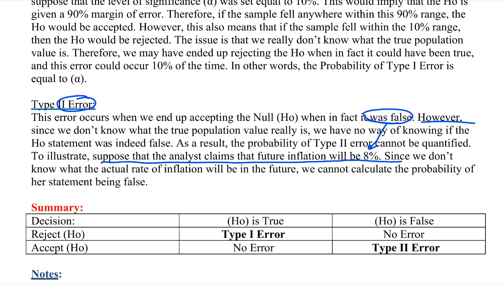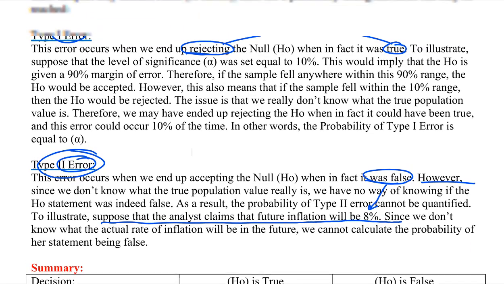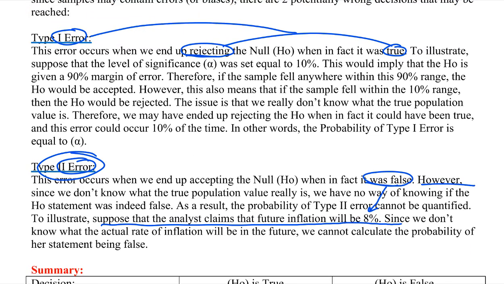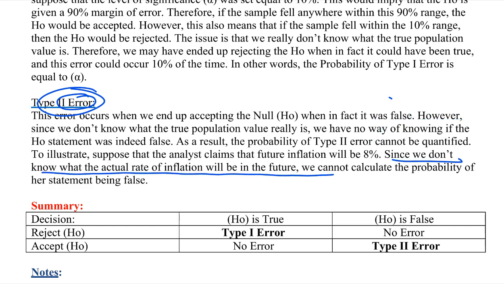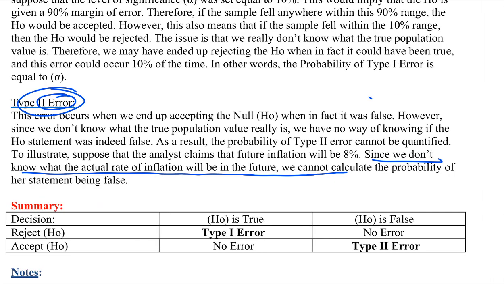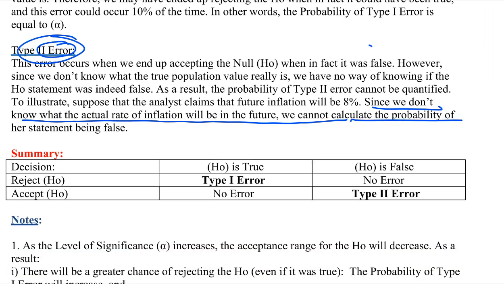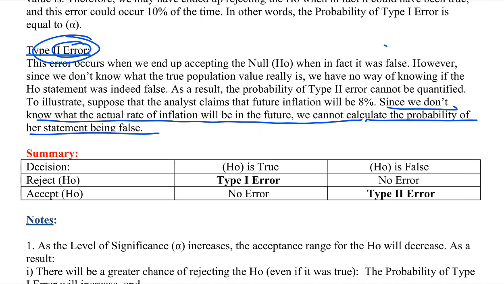How do I know she's false if I don't even know what the inflation will be in the future? So there's no way I can quantify what the probability of type 2 error is. I could quantify type 1 error. It's equal to the level of significance as I illustrated before. But I can't quantify the type 2 error. And there it is. Since we don't know what the actual rate of inflation will be in the future, we cannot calculate the probability of her statement being false. So we can't quantify type 2 error.